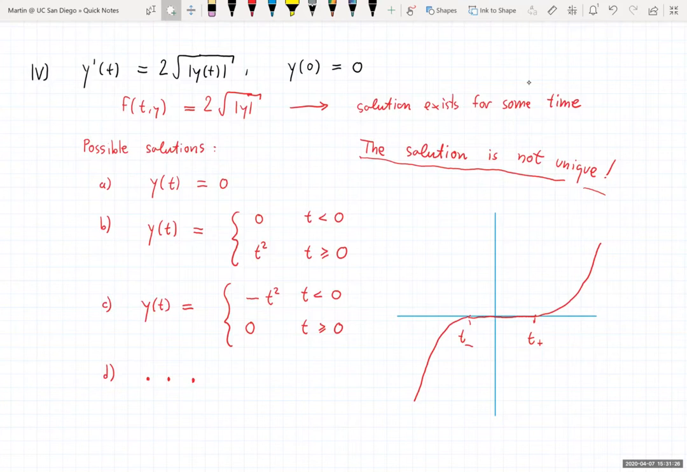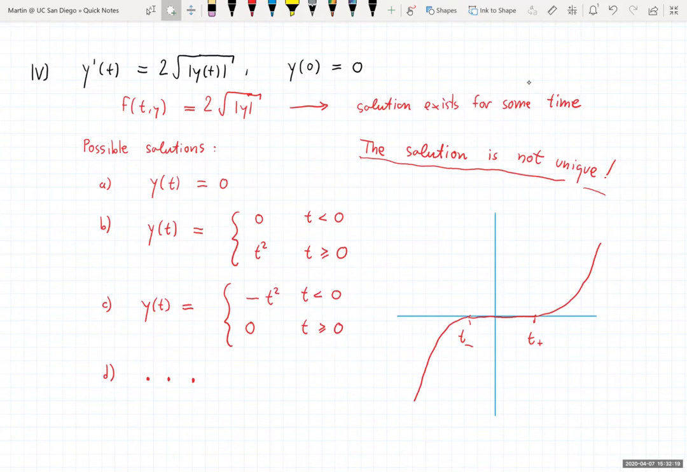So, on the one hand, if we pick y equals 0, so y is just a constant function that is everywhere 0, that's certainly a solution to this initial value problem. Another possibility is a function that is first everywhere 0, but at t equals 0, it changes to t squared. That's example number B. y of t is equal to 0 for negative t, and for non-negative t, it is equal to t squared.